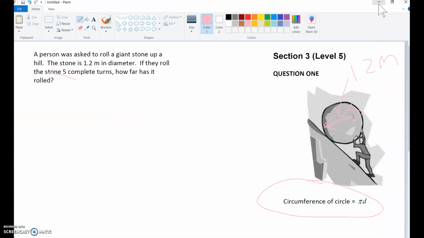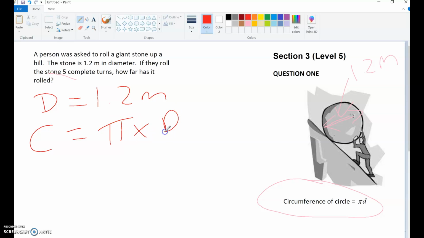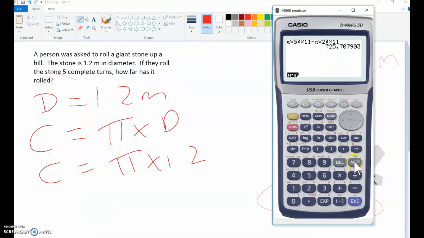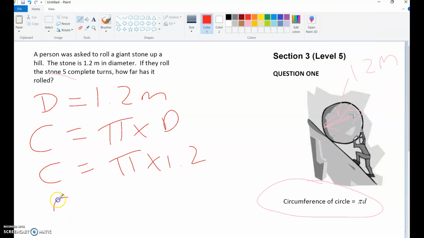All right, so we need to know that our diameter is 1.2 meters. So our circumference equals pi times diameter. So the circumference equals pi times 1.2 meters. So our circumference equals, so we clear that, and so we go shift pi times 1.2. So our circumference is, I'm going to round it to 3.77.